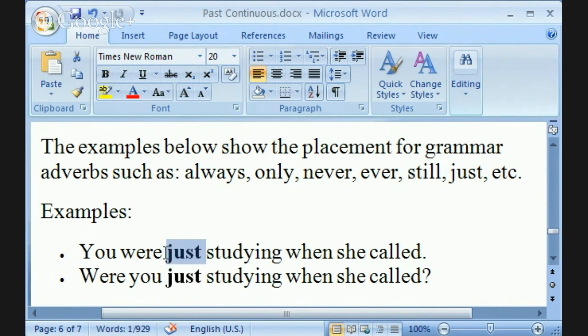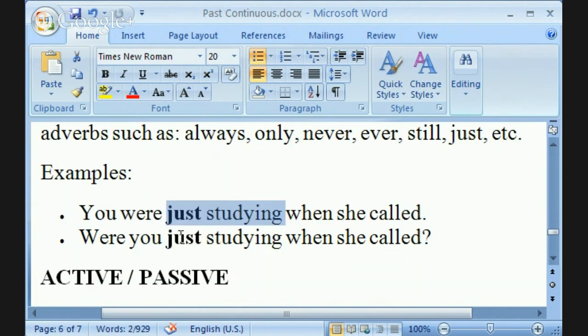But for example, "just you were studying when she called" means something completely different. That means only you were studying. "You just were studying" again changes the meaning. "You were studying just" doesn't even make sense. So just, you cannot move around. So here's the deal. Put the adverb in front of the verb and you can't go wrong. Move it around and you're risking making mistakes or changing the meaning of the sentence.